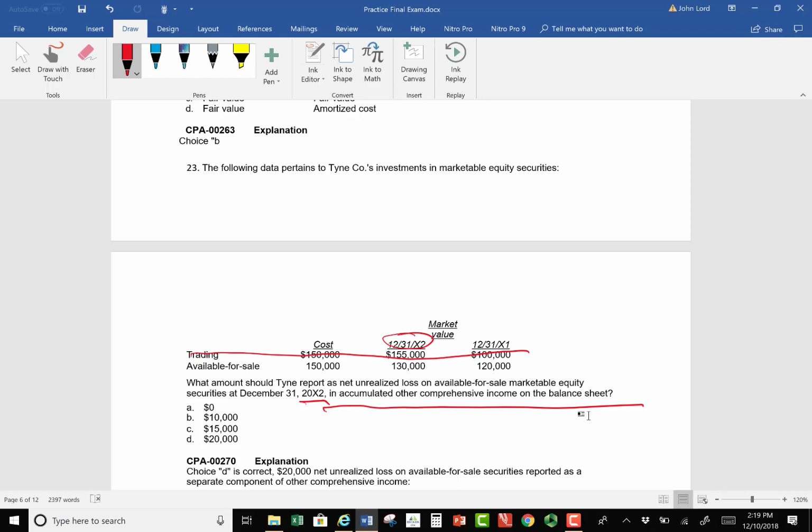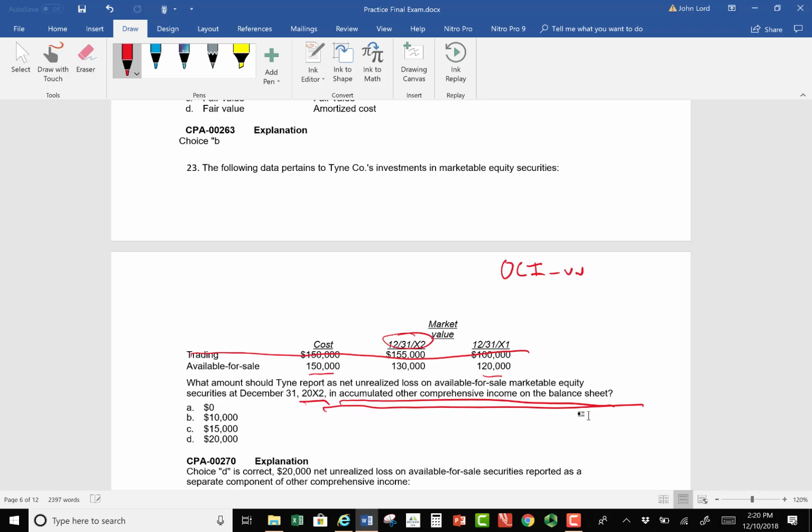Now, I could give you the same question. Not a bad idea. Change it to what's reported on the income statement, in which case you'd have to look at the trading securities, right? But for my accumulated other comprehensive income on the balance sheet, what's going to happen? Well, first, I'm going to look at the difference between year 1 and the original cost, and there was a $30,000 loss there. So I will debit OCI, unrealized.